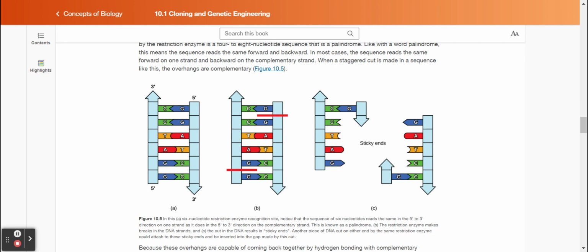B. The restriction enzyme makes breaks in the DNA strand. And in C, the cut in the DNA results in sticky ends. Another piece of DNA cut on either end by the same restriction enzyme could attach to these sticky ends and be inserted into the gap made by this cut.